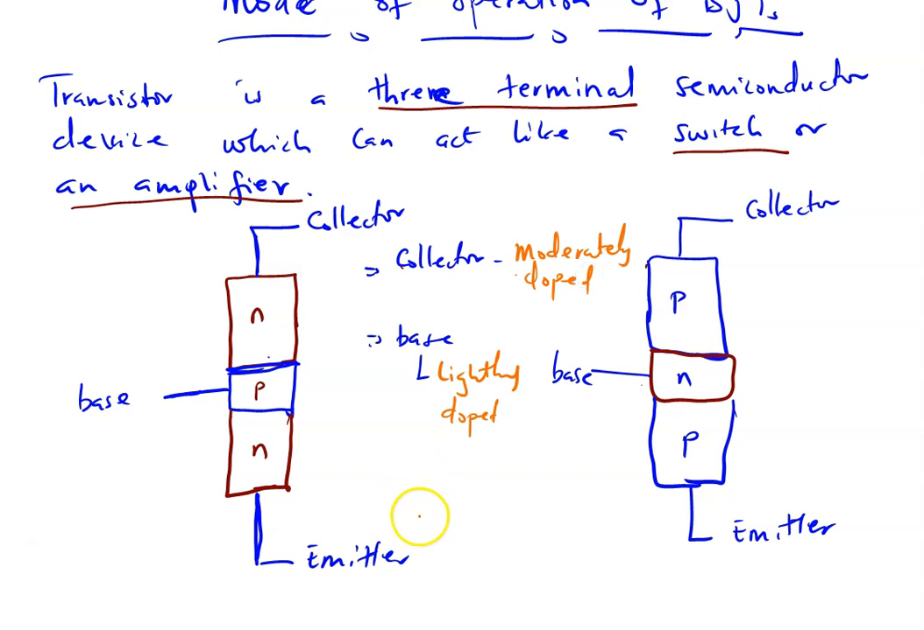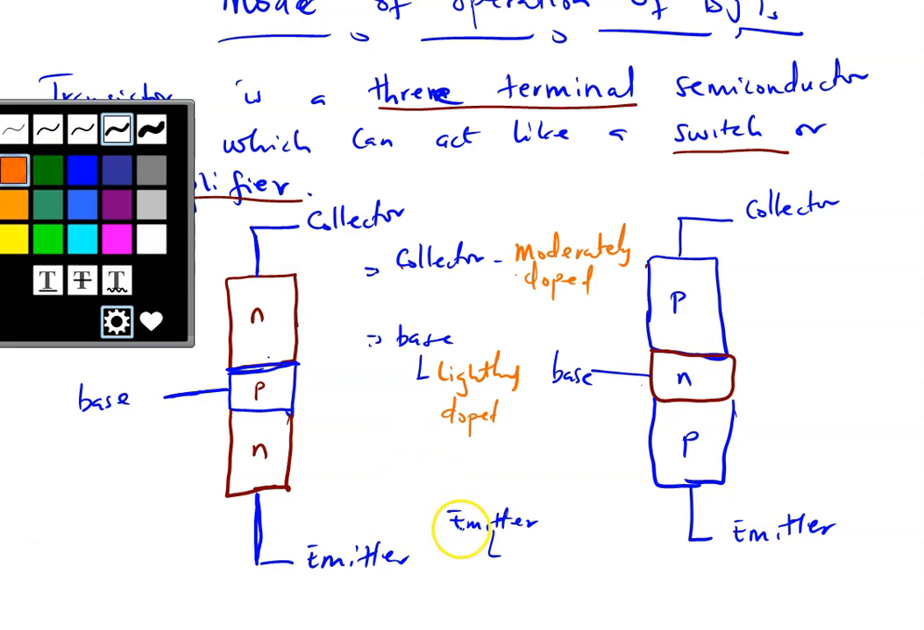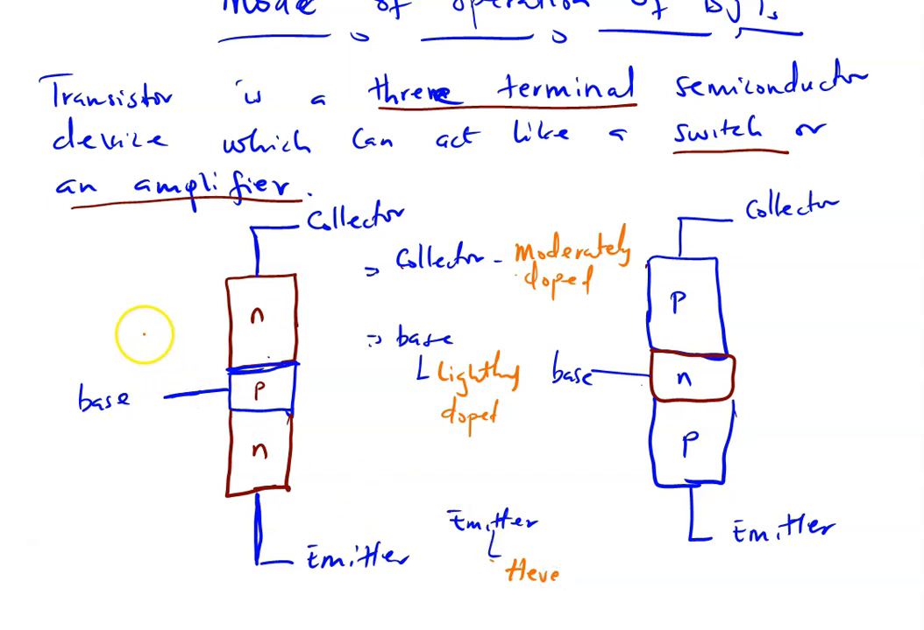Then the emitter, in terms of doping, is heavily doped with the semiconductor material. So you should take note of all the parts. This is the N region, then this is another N region, and this is the P region.